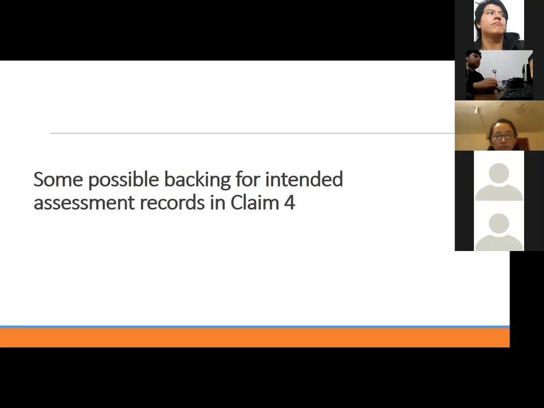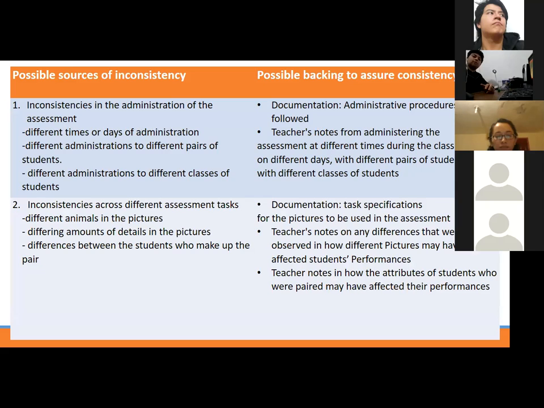So here we have some possible backing for intended assessment records in claim number 4. Here we have a little chart which says possible sources of inconsistency. Inconsistencies in the administration of the assessment. As I was saying before, here we have the different times or days of administration, different administrations to different pairs of students, and different administrations to different classes of students.